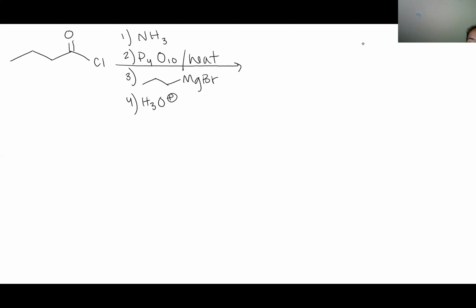Okay, so what's going to happen in the first step here? The NH3 is going to kick out the chlorine and replace it with NH2. Right, so we're going to turn our acid chloride into an amide.